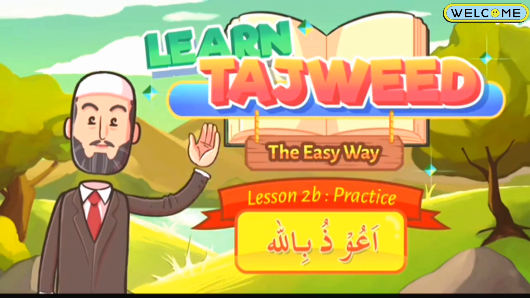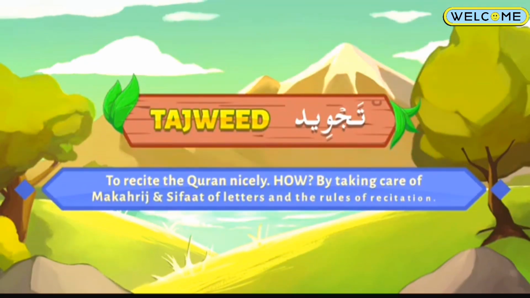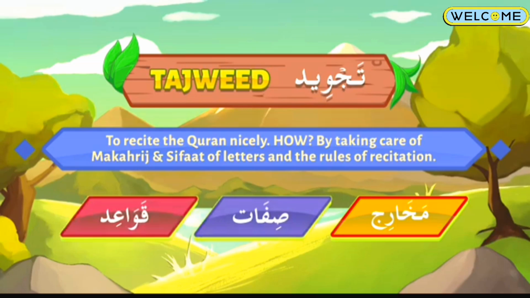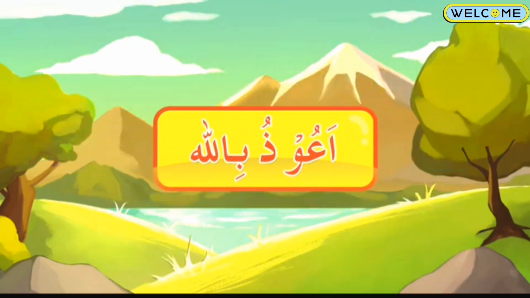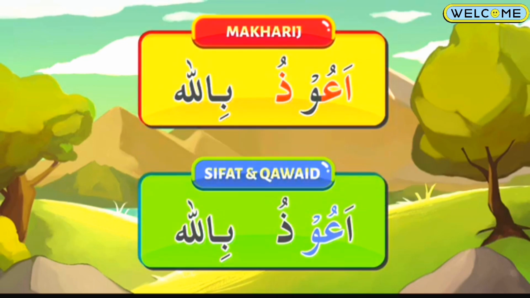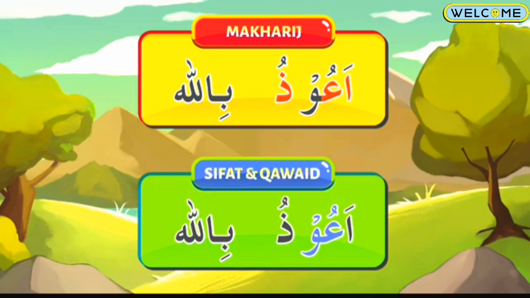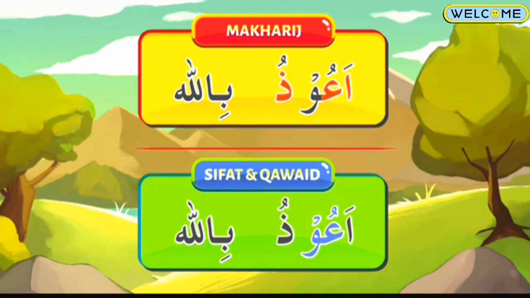Practice of a'udhu billah. What is tajweed? To recite the Quran nicely, that is, by taking care of makharij and sifat of letters and other rules of recitation. Let us start with a'udhu billah. Below the Arabic text, you see in the first line some letters where people commit mistakes in makharij. In the second line, we have some more things that describe the sifat and qawaid where people generally commit mistakes. That will be there throughout our course.